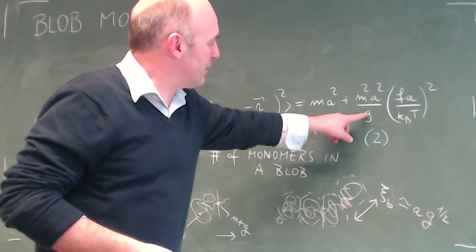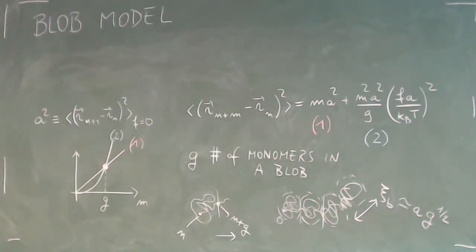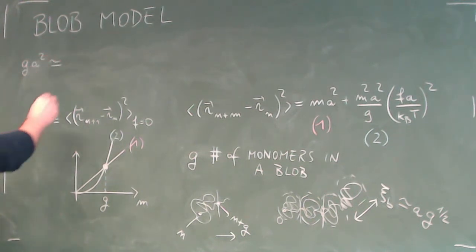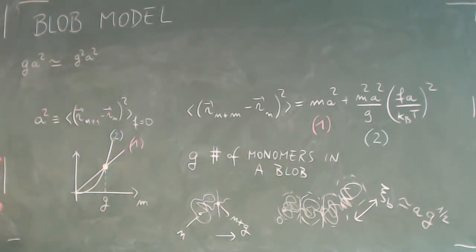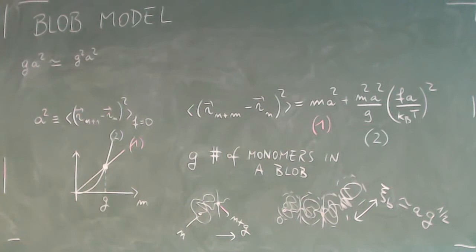By the way, this is a 9. This is not a g. This is number 9. So don't confuse it. If I set the two equal and solve for g, I want g a squared equal to g squared a squared divided by 9, but actually I will skip the numerical factor. Here we are working with typical scaling arguments. We forget the numerical factor 9 to make the relation simpler.